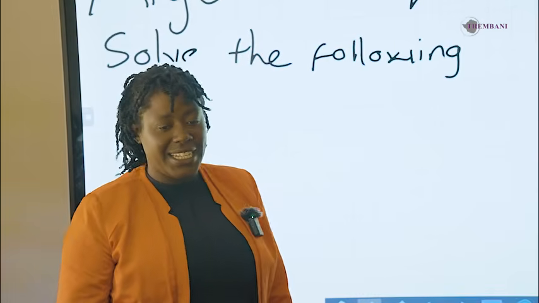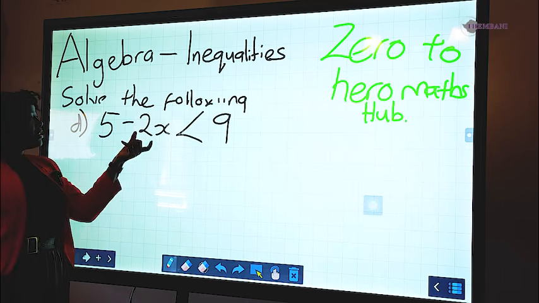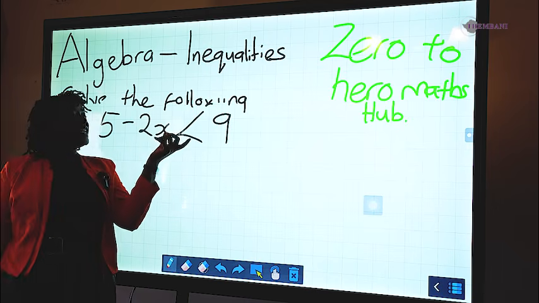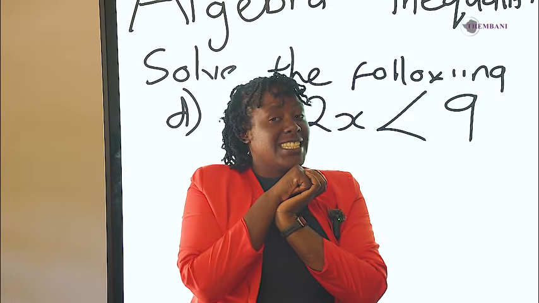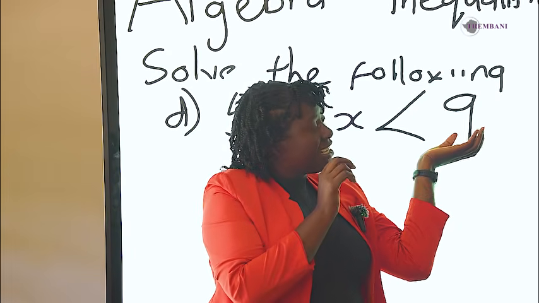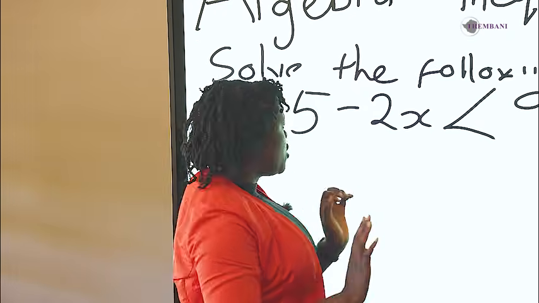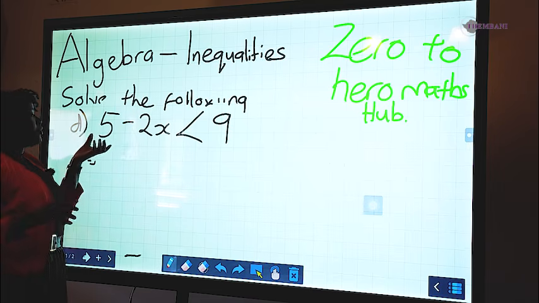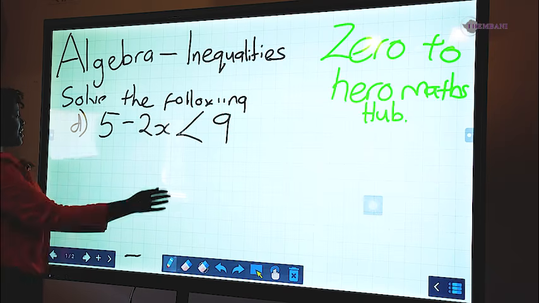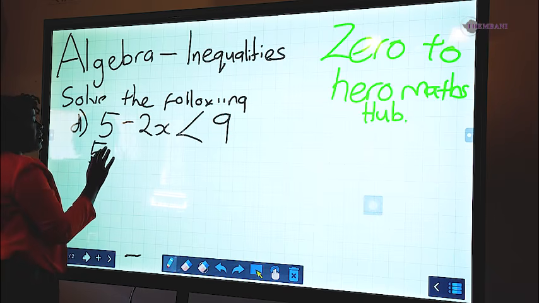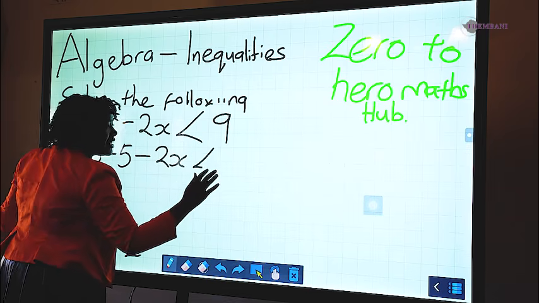The simple linear inequality that I have is D, where we are saying 5 minus 2x is less than 9. Where the inequality sign opens, that part is the greater part. So in this case, 9 is greater than everything on this side. So we are solving for our variable x. We need to move our 5 to this side. For us to move our 5, it means we are going to subtract 5 from this side. So we are saying 5 minus 5 minus 2x is less than 9.